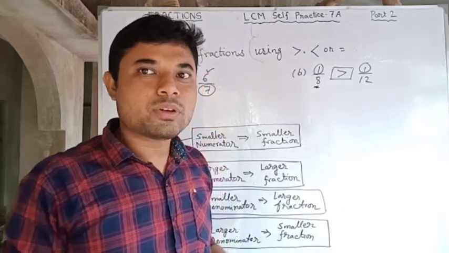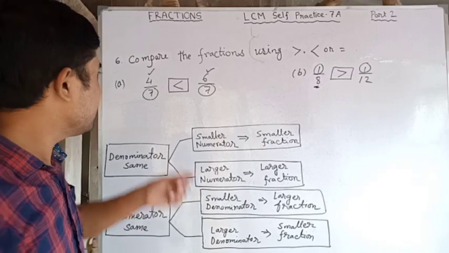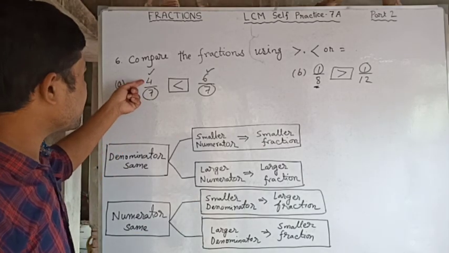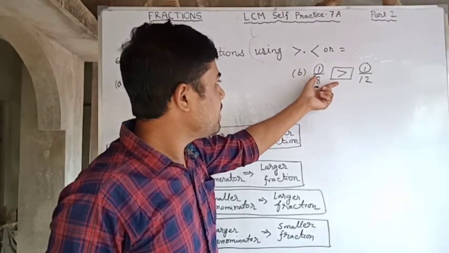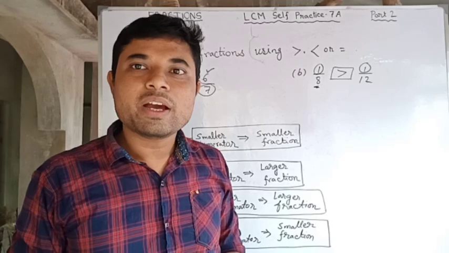But for your quickest calculation, just keep in your mind that if the denominator is same, the smaller numerator will be the smaller fraction, and if the numerator is same, then it's the opposite. Hope you understand.